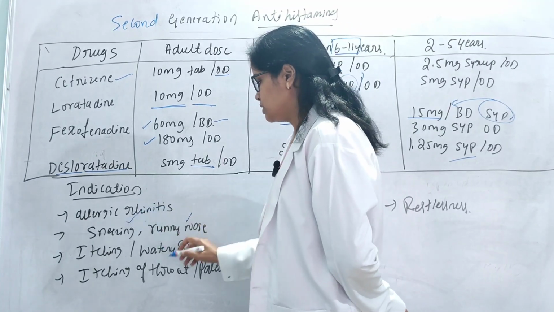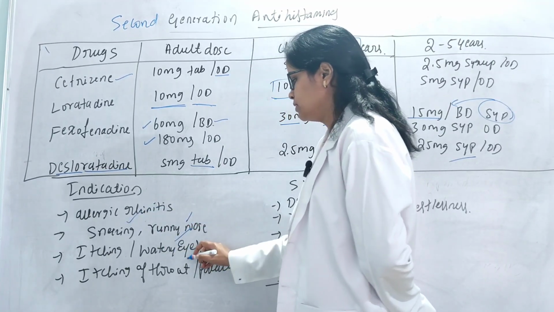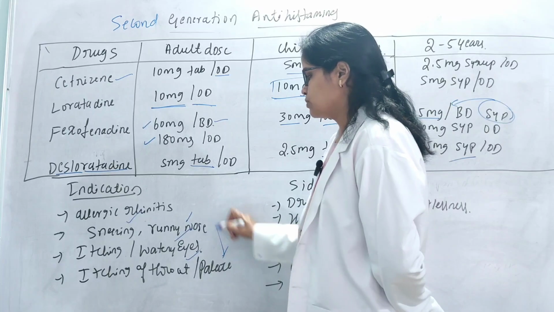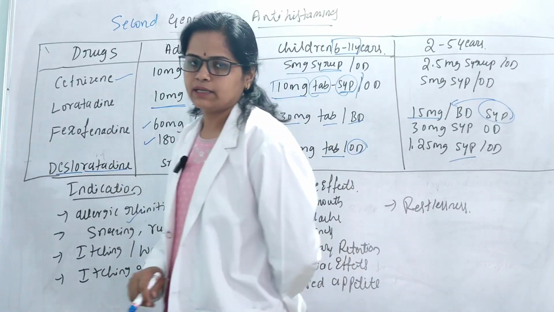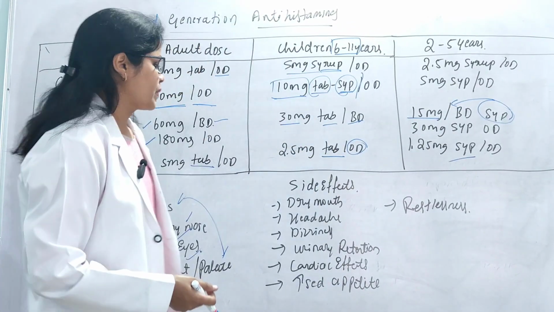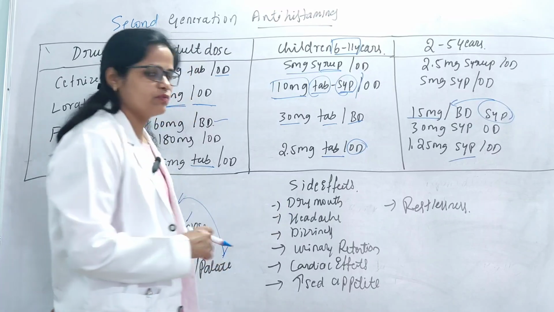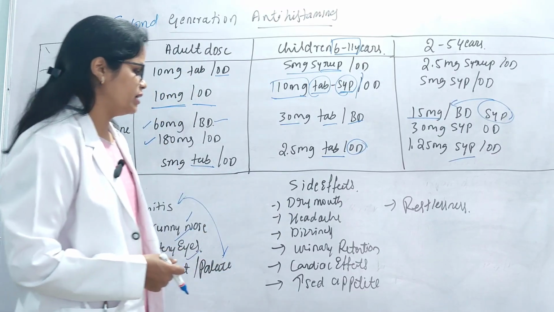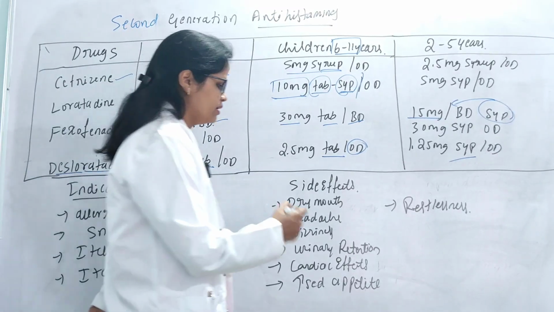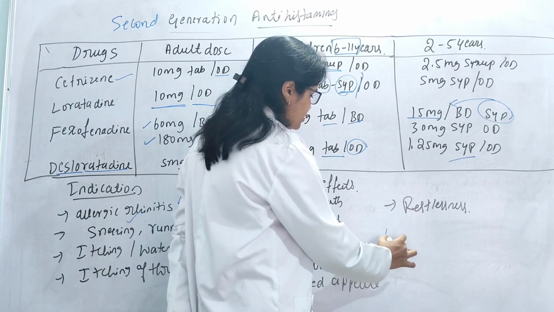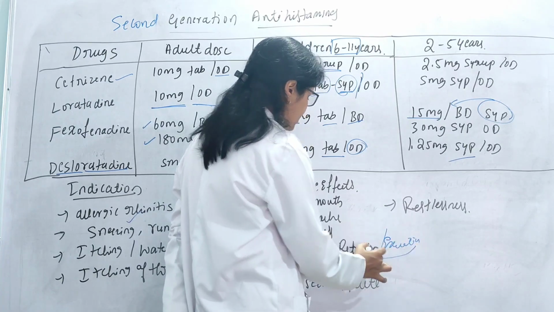Sneezing, running nose, itching and watery eyes and itching of the throat and palate, these are more common in allergic rhinitis as well as sinusitis. And next we'll see the side effects. Side effects of these drugs are dry mouth, headache, dizziness, urinary retention. If there is no proper excretion, the patient may feel urinary retention.